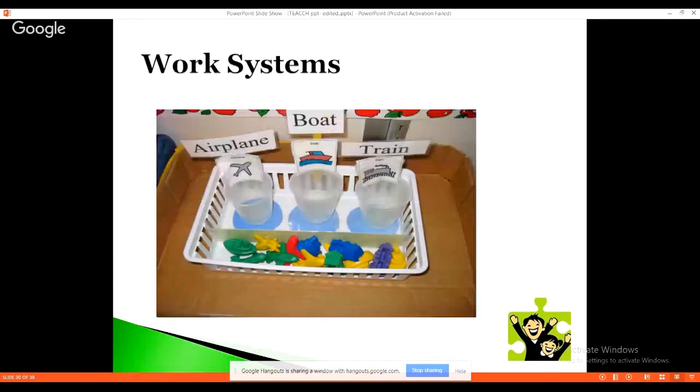Moving ahead, these are some examples. And this is a very, very good example. It just means that you finish matching these many things and then your activity is over. You just match plane with plane, boat with boat, train with train. So it's a very basic example of a work system.